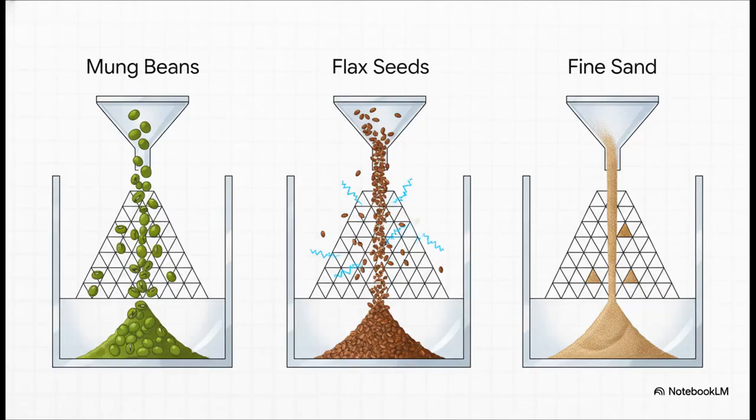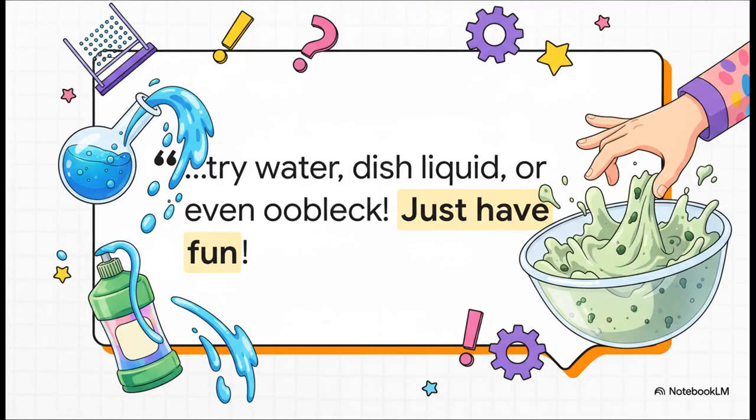But it turns out what you put inside really matters. The creator points out that you kind of have to think like a scientist here. For instance, mung beans work great, but flax seeds can generate static electricity and just cling to the sides. And fine sand flows so differently that it actually required a completely new design with narrower gaps to even work at all. And really, this is the core message. The designer's own words encourage us not just to repeat the experiment, but to go beyond it, to play, to ask, what if? What happens if you try a liquid? Or something that isn't even a solid or liquid, like oobleck. The whole point is to discover something new through just having fun.